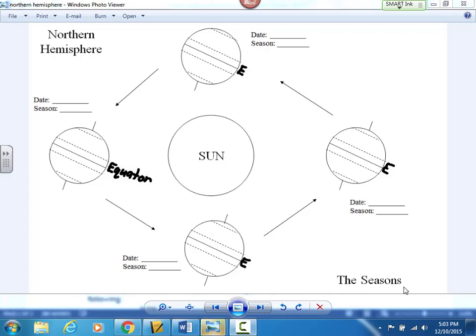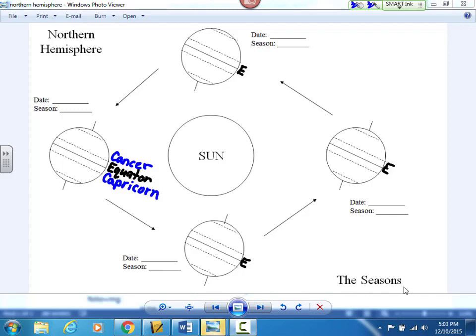The next thing that we are to label is the Tropic of Cancer and the Tropic of Capricorn. These are two latitude lines that signify the start and the end of the tropics. So we need to know which one is which, and it's pretty easy because they go in alphabetical order from north to south. So the Tropic of Cancer is the one that is that little dotted line above the equator. The Tropic of Capricorn is the one that is under the equator.